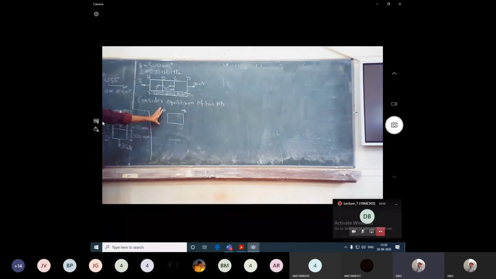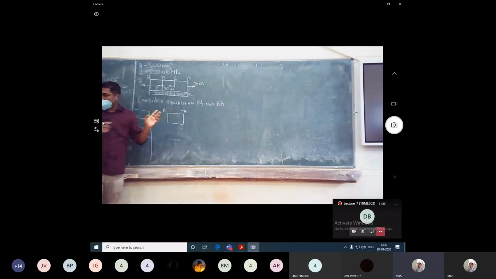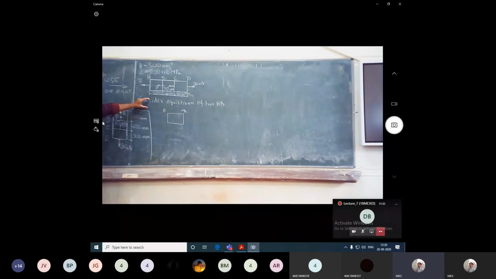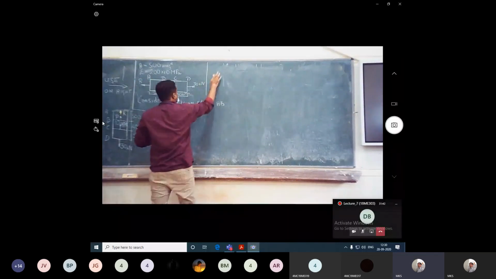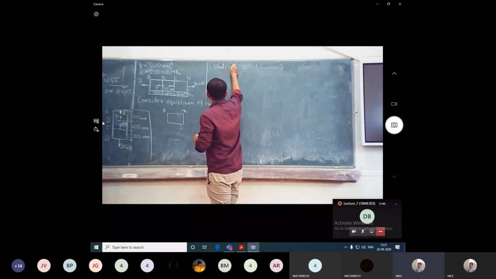So before going to this, there are two unknowns. I don't know what the reaction is, and I don't know what force is acting. So first you find out R in terms of P. Totally the forces have to be balanced before going to draw the equilibrium diagram for AB. So first, under total equilibrium, you consider the equilibrium.